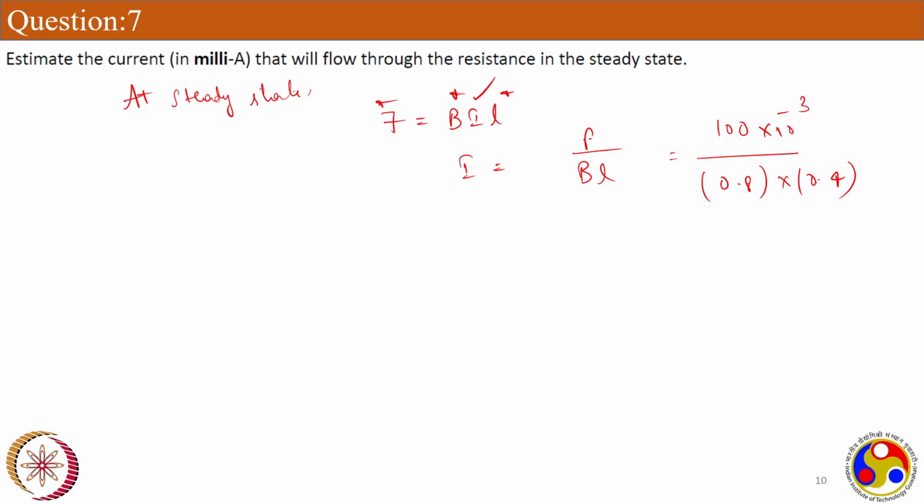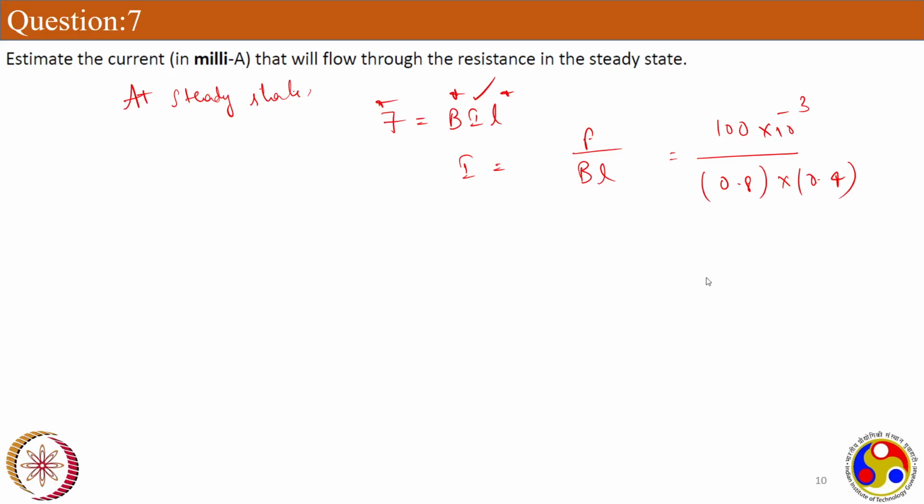Okay. It seems like my calculator is not working right now. Let me just use my mobile. 100 divided by 0.8. Okay, anyone got the answer? You need to observe that in the question also they are asking the current in milliamps only. So you make sure the 10 power minus 3 stays there.